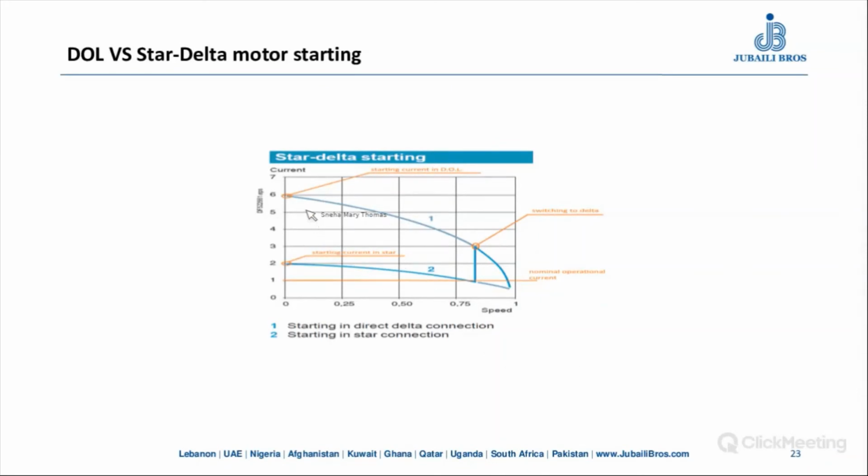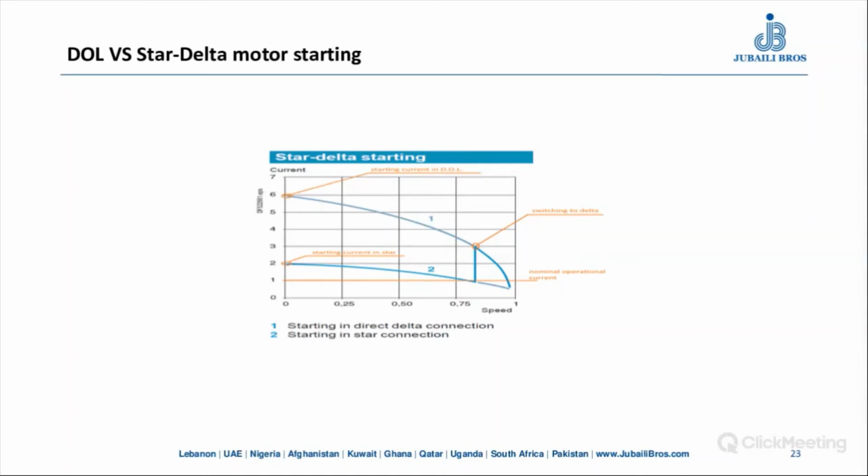As you can see in this graph, when using DOL starting, the starting current is 6 times the nominal current value. If it's connected directly, the current is very high. But if a star delta starter is used, it can reduce the starting current to 1/3 of this value. As you can see here, in star delta starting, the motor load is connected to the genset in a star configuration at the time of starting. That is, you're reducing the voltage, and once the motor reaches the rated speed, it is switched to the delta configuration.